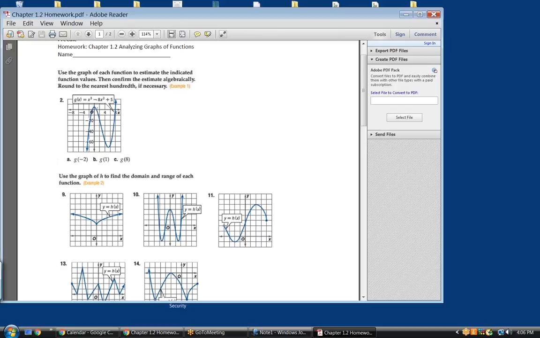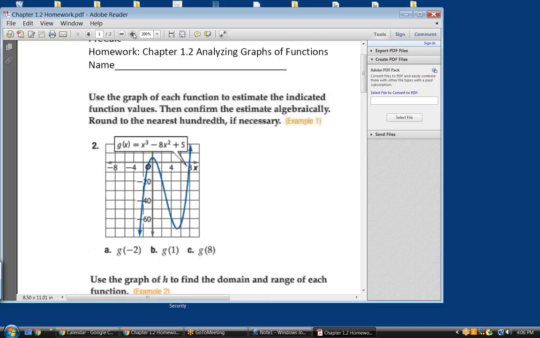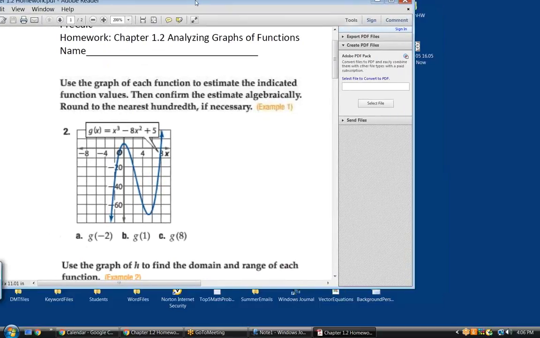Yeah, there's 1 on the horizontal axis. I don't know if you can see this cursor or not. I can barely see it there. But can you see that? Let's do this. Okay, that's much better.